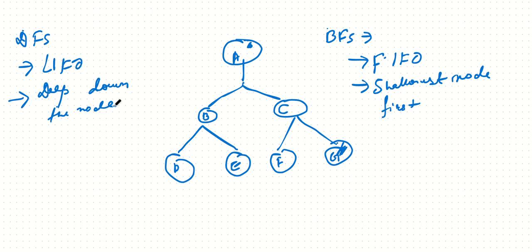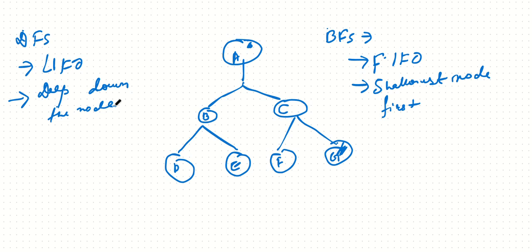Under DFS, what's going to happen? The last in will be checked first. For A the story remains the same, but if we go to B and C, first we'll check C, then F and G, and then we'll go to B and check D and E. This is how the DFS algorithm is going to work.